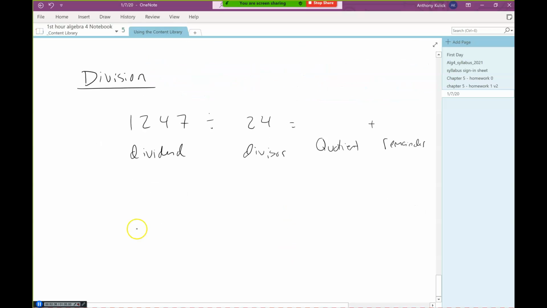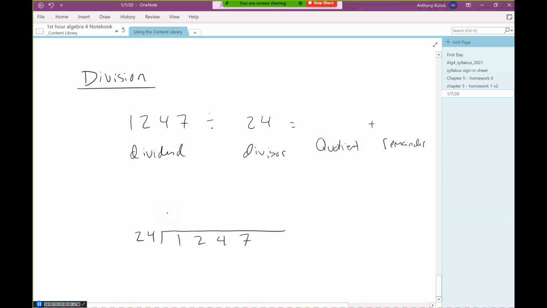So the way we set this up is we took the divisor and we wrote it on the outside of our division bar. And we took the dividend and wrote it underneath. And then we just go digit by digit down the dividend to see if the divisor goes in. So does 24 go into 1? Nope. Okay, so then we consider the first two digits. Does 24 go into 12? Nope. So then we do the first three digits. Does 24 go into 124?